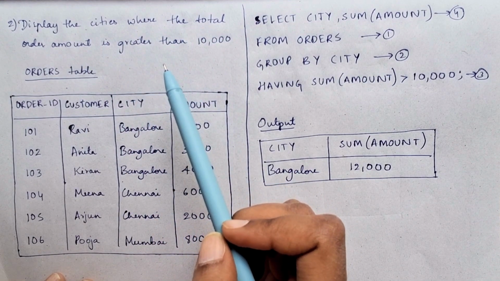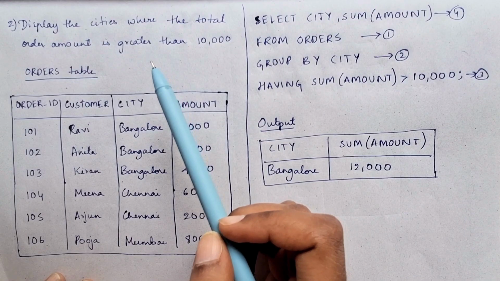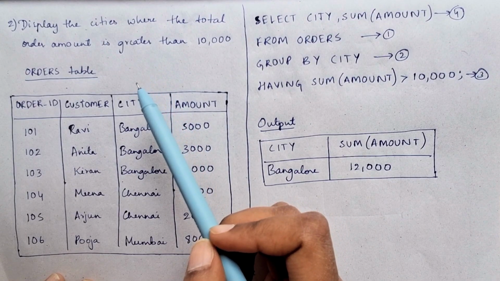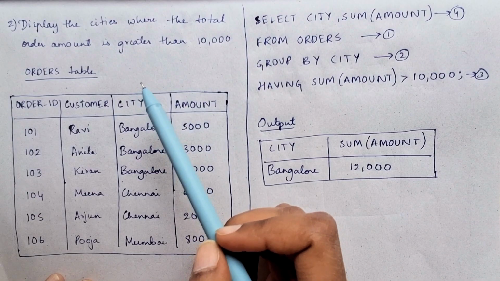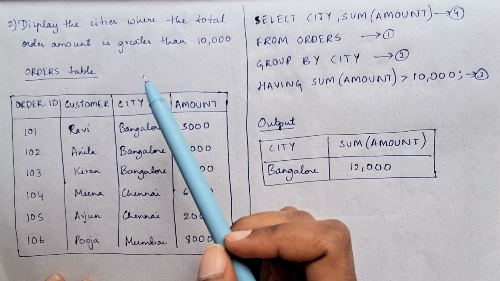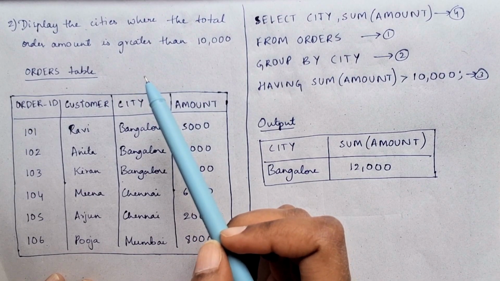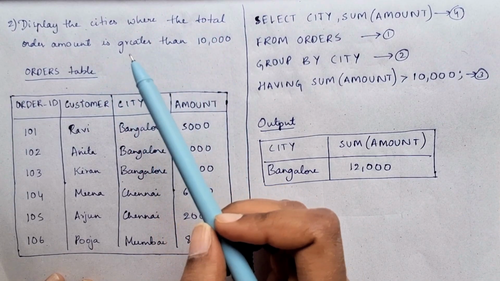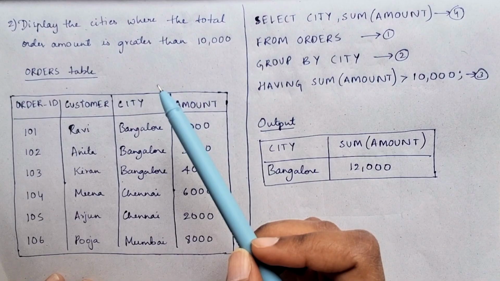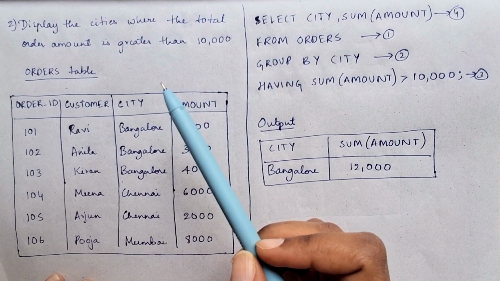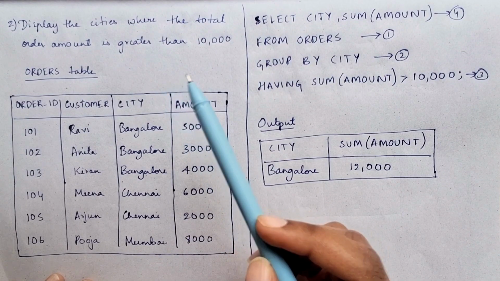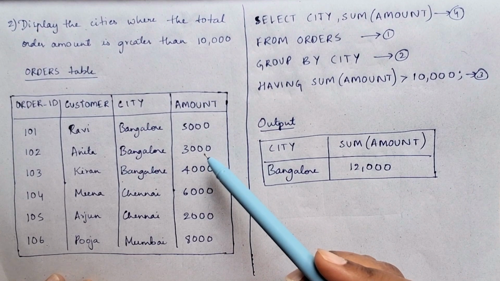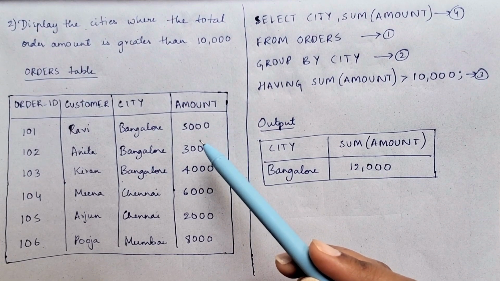Guys, first understand this question properly. Here we are not interested in individual orders. We are interested in cities. So this is clearly a group based question. Next, look at the keyword total order amount. To find the total, we must use an aggregate function, which is SUM. And since we are calculating for the amount column, we are passing amount into the SUM brackets.